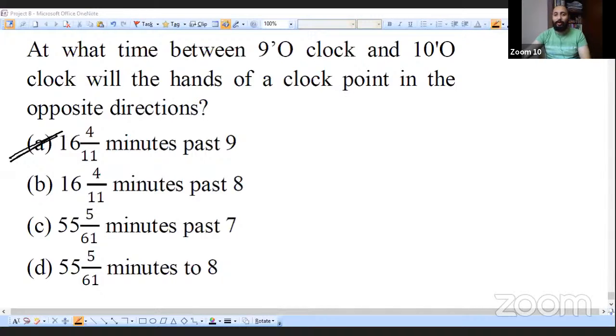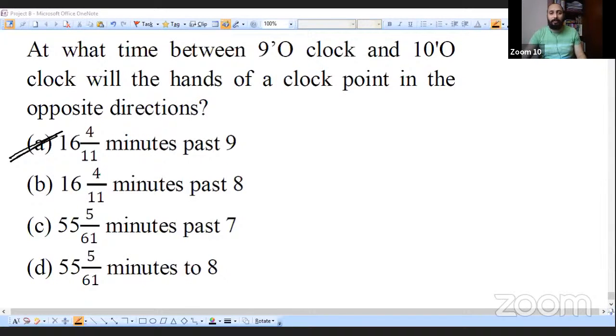Yeah, because that is the only one which is having between 9 o'clock and 10 o'clock. That is the only answer having the time between 9 o'clock and 10 o'clock. They are asking for the answer between 9 o'clock and 10 o'clock, so that is the answer there. You can get that as the answer directly.